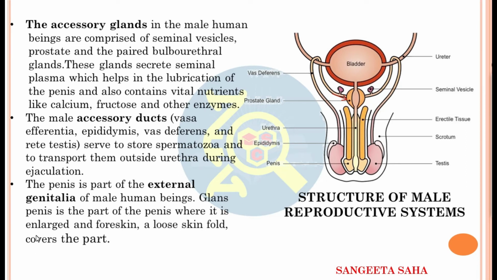Before the vas deferens opens into the urethra here, what happens? There is a slight swelling called ampulla. And this ampulla opens into a tubular structure which is known as the seminal vesicles, this part. At this point, this part will be known as the ejaculatory duct.